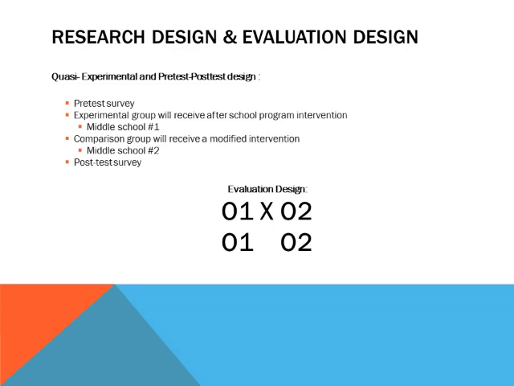Students from middle school number 1 who have a BMI that is proven to show a high risk of diabetes will receive the after-school intervention. These students will be our experimental group.